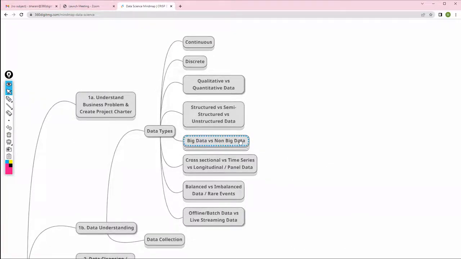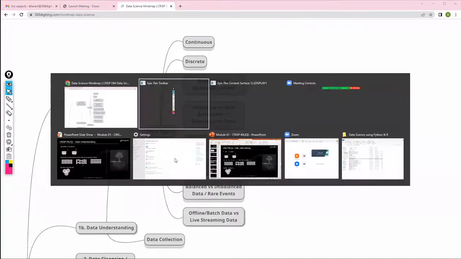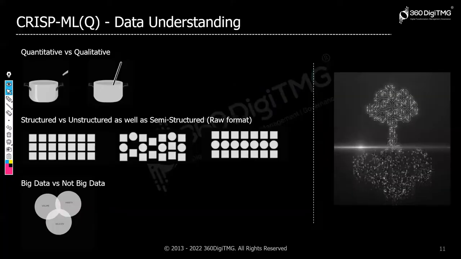Now, let's proceed further and try to understand cross-sectional data, time series, longitudinal data, balanced versus imbalanced data sets, and offline versus online processing of the data. So let's proceed further.